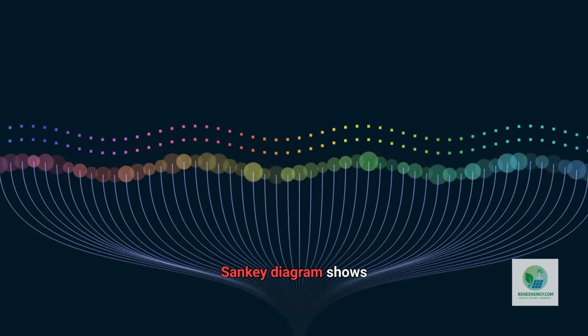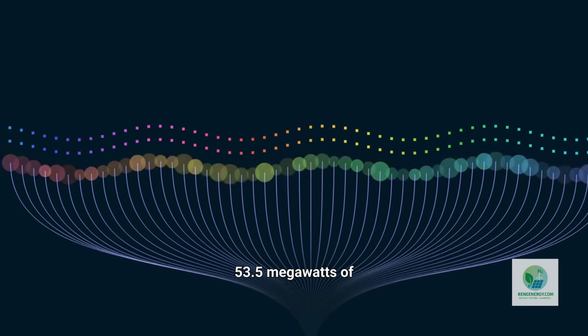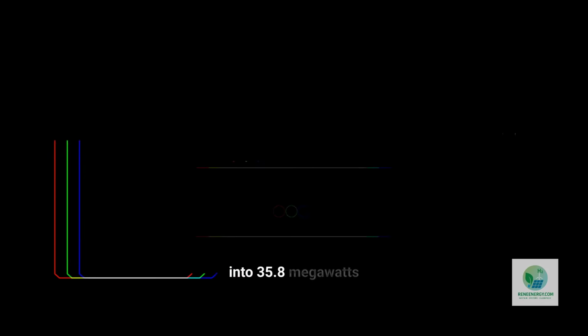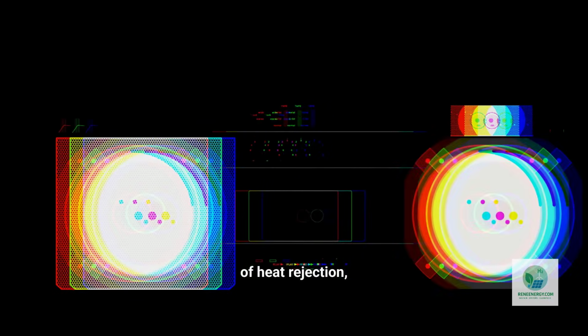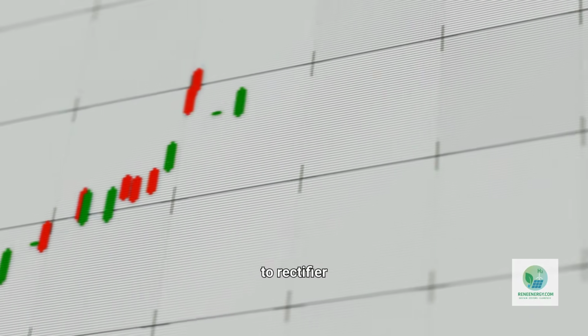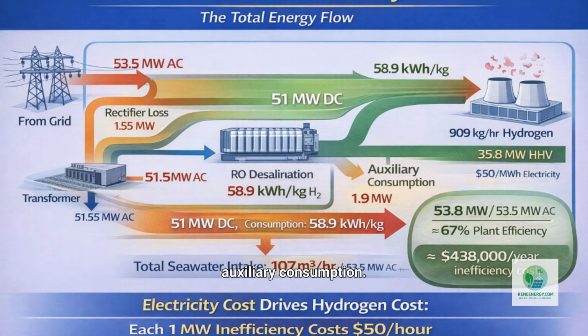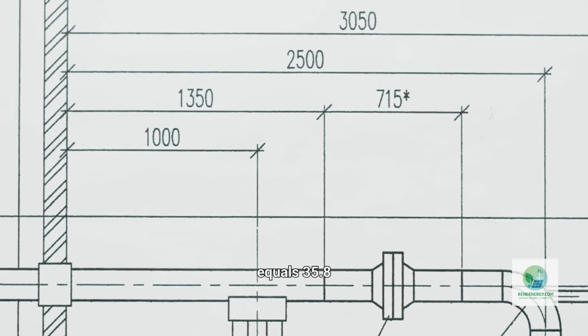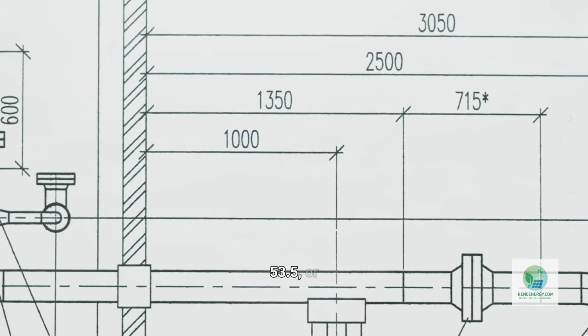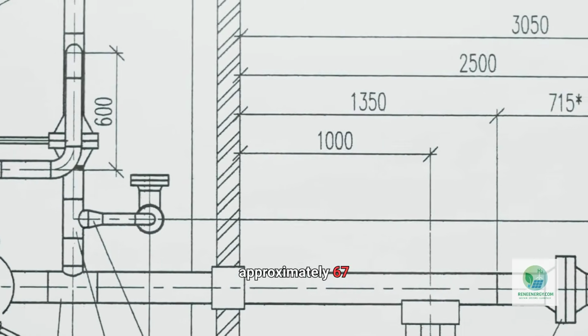The Sankey diagram shows 53.5 megawatts of AC input, splitting into 35.8 megawatts of hydrogen energy and 17.7 megawatts of heat rejection, with smaller portions attributed to rectifier loss and auxiliary consumption. Plant efficiency on an HHV basis equals 35.8 divided by 53.5, or approximately 67%.